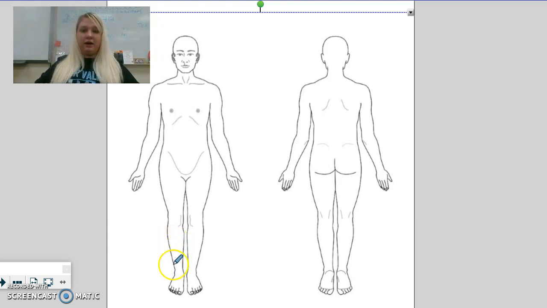So when we look at the body right here, we notice it's in the anatomical position. The anatomical position means that you're standing erect or nice and tall, your palms are facing forward, your arms are down at your side, and your feet are planted on the ground. So whenever we say we want to be in the anatomical position, we want to look like this guy here.